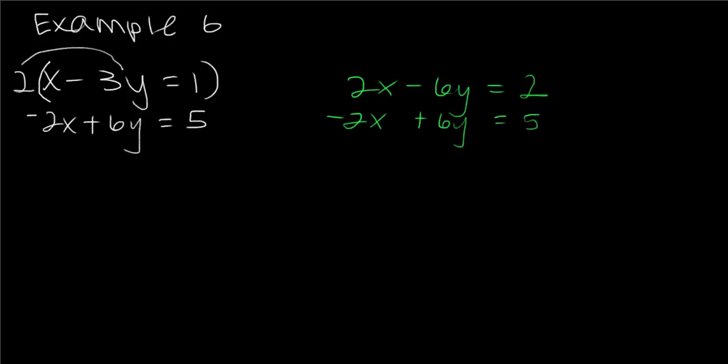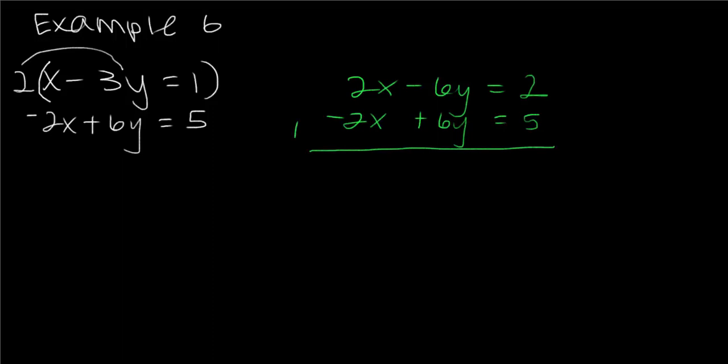Okay, and again, there's no magic method. You just want to multiply one equation or both equations by something so that the variable you choose has the same number and different signs, and now y does. They both are 6. One's negative, one's positive. So I think we're good to go as far as adding these together.